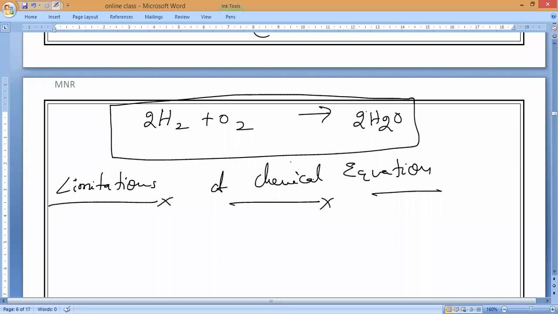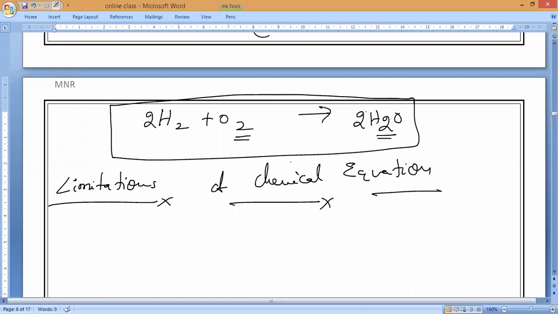Now, is the balanced chemical equation giving you any information about the physical state? Please respond, Mukesh. No, sir. That is very, very important. That is what we study as the limitations of chemical reactions.